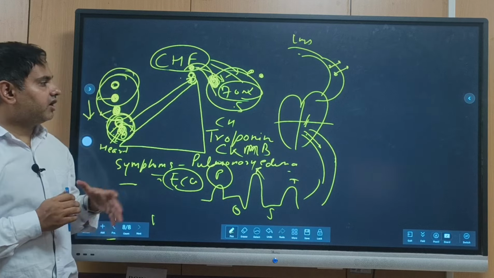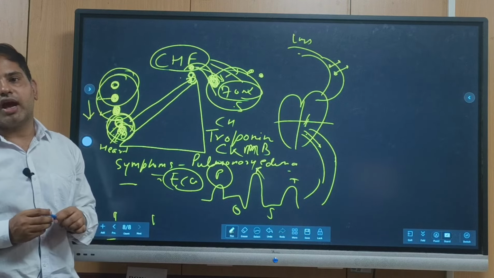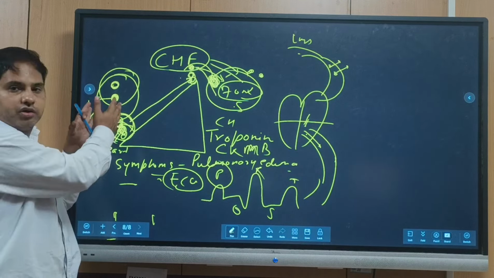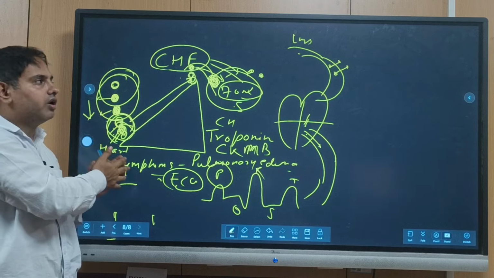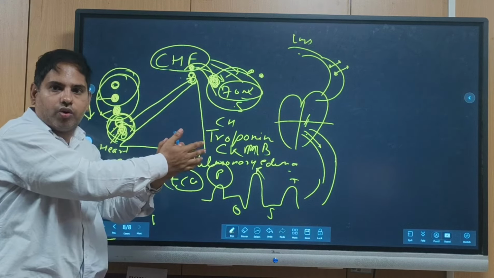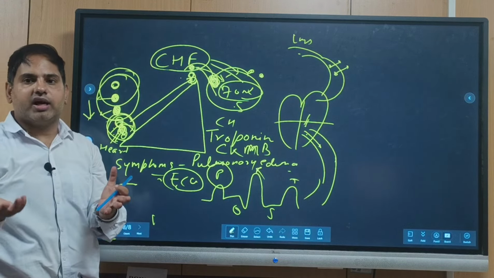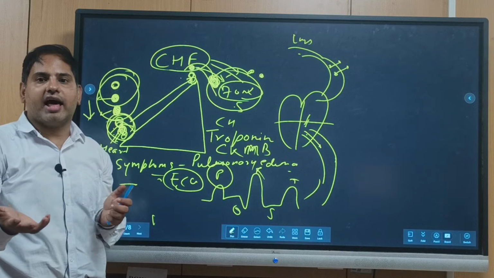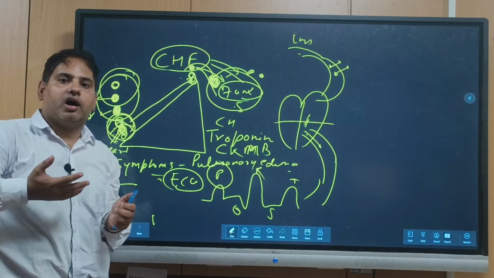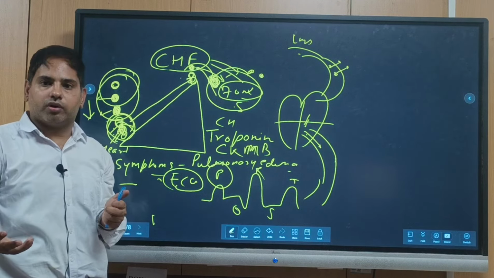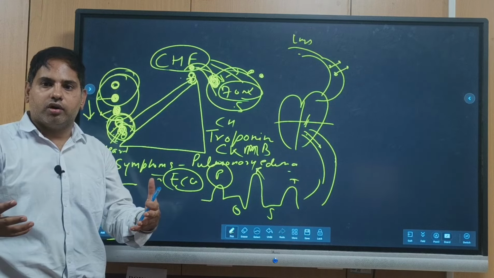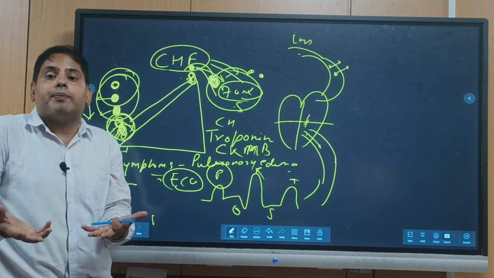So treatment, you know what treatment we have to give. As I said, we have a drug which will decrease the preload. We have a drug which will decrease the afterload, like diuretics. Diuretics we are giving to CHF patients. So what are diuretics? Diuretics are those drugs which will increase the urine output. By increasing the urine output, you will inhibit your compensatory mechanism.